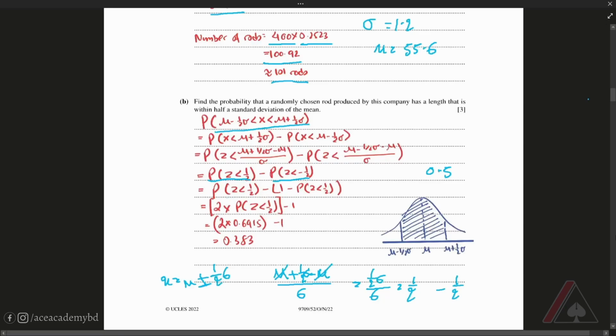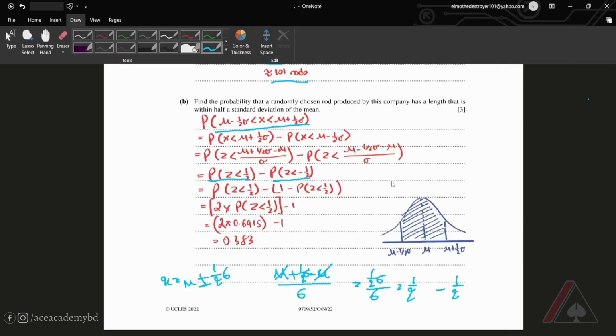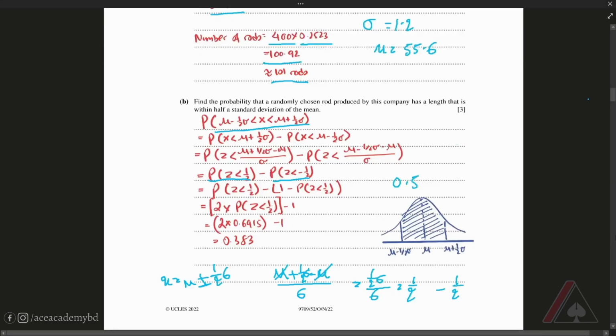And for the value of z greater than half, we find 0.6915. And now for the value of half, we get this equation right here, this half. And for the value of minus half, we get 1 minus P(half). So we get this equation right here.